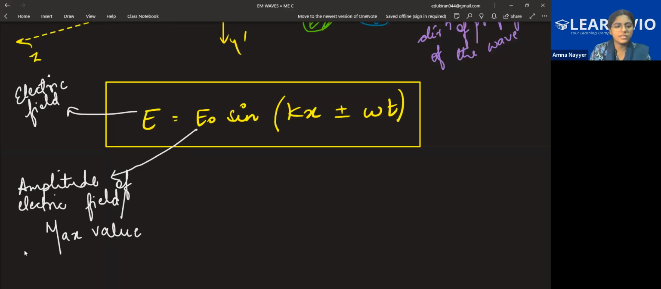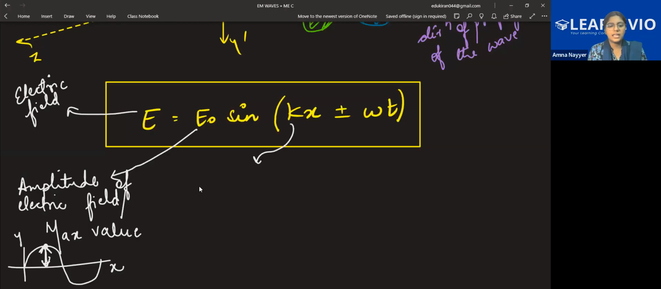Maximum value means that if this is the graph which is plotted, this becomes the maximum value, whether from your x-axis or from your y-axis. This is the maximum value possible. That is E naught. Anything which has this symbol, naught, in the waves, especially, means that. Now, what is this k? k is basically a constant that we use.